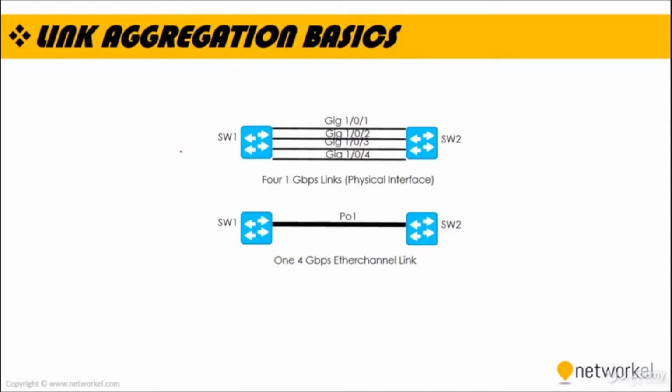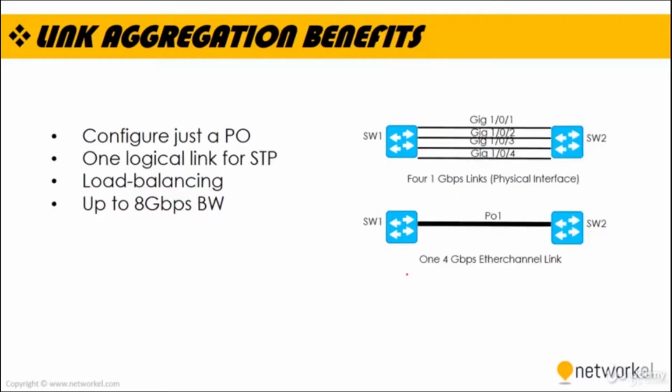Alright, as you can see in here, we have 4 separate gigabit links connecting these switches to each other, and by using the EtherChannel we are combining them together and we are getting a 4 gigabit per second EtherChannel link. Let's go ahead with the benefits of link aggregation. We have some significant benefits for using link aggregation, guys.